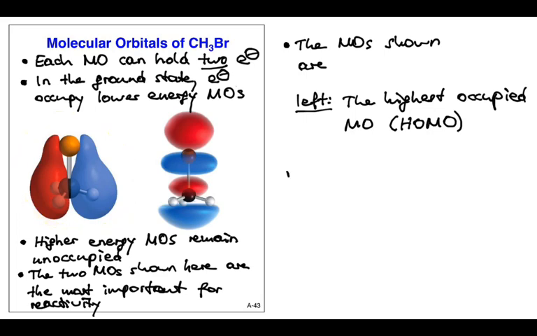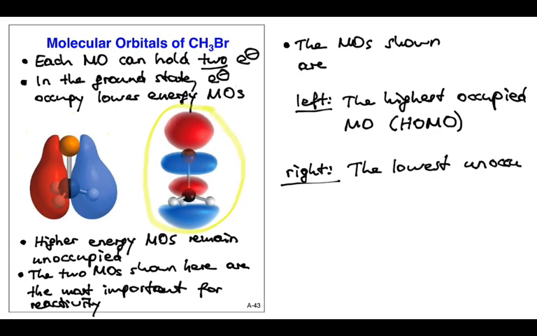Then the orbital on the right is also important. That's the so-called lowest unoccupied molecular orbital, which we abbreviate as LUMO. It's the orbital that has no electrons in it. It's an empty orbital, and it's important for reactivity. It's the lowest energy unoccupied orbital.